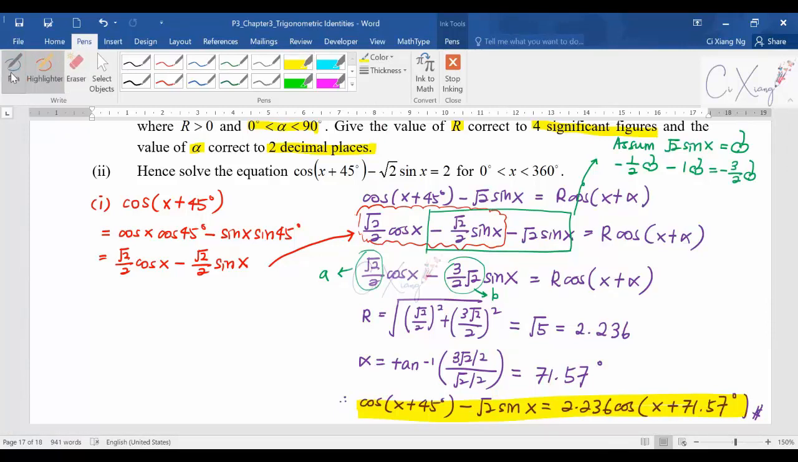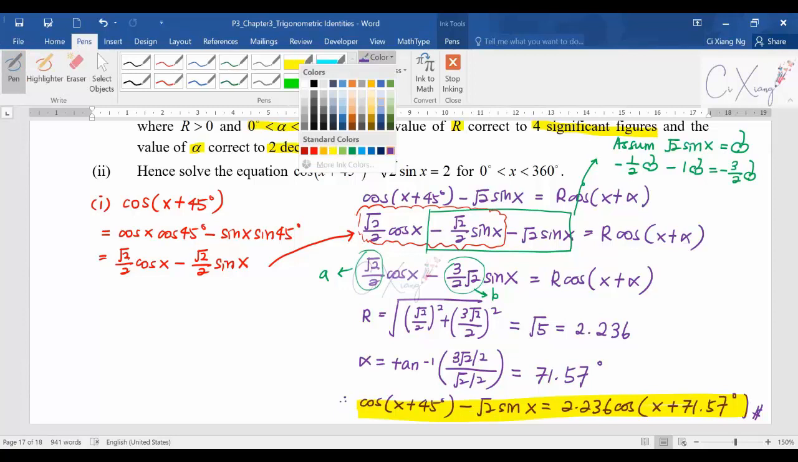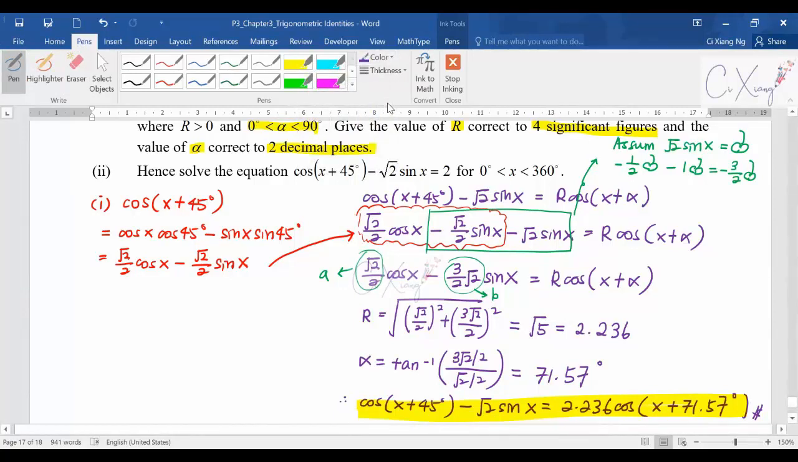Okay, then if you have a look at part number 2, what they are asking for is to solve the equation, this one equals 2, for 0 to 360 degrees for the value of x. For part number 2, I will leave it for you to try out on your own. So how to try it? Since you already got this pattern in part 1, right?